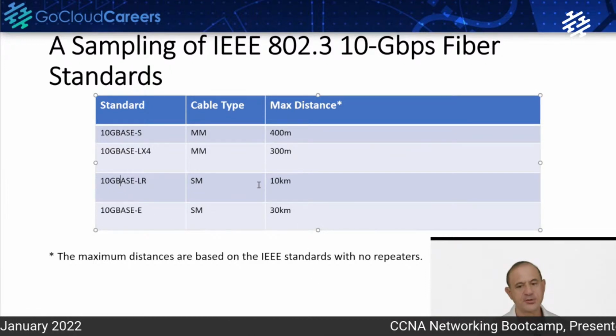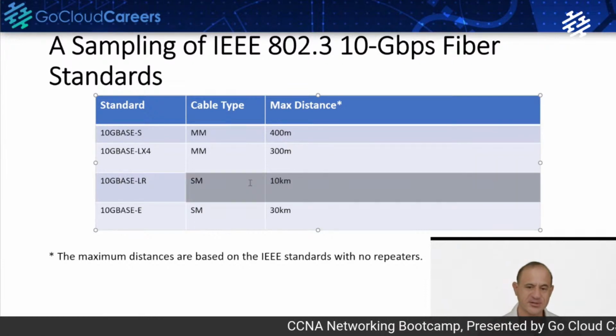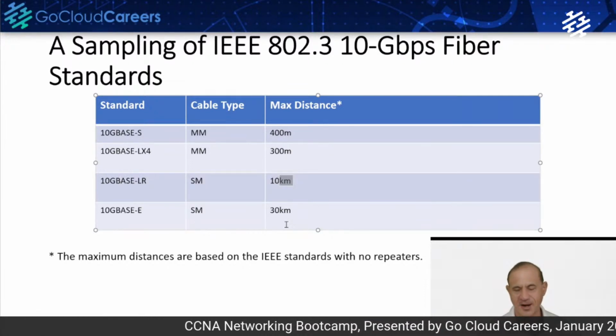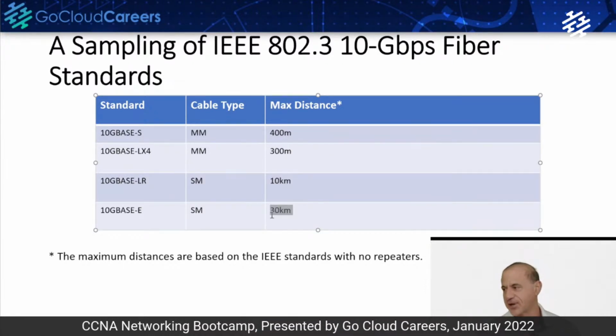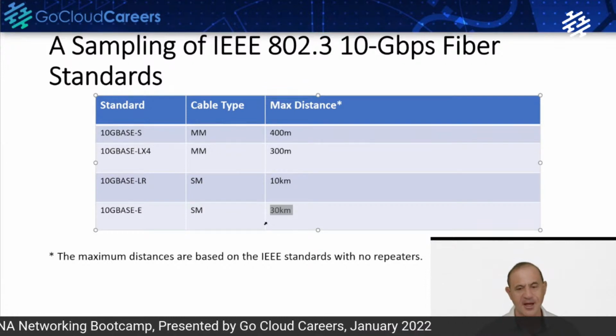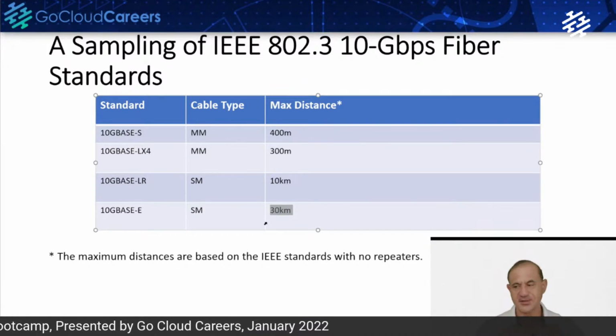What if we want to go to the internet's point of presence, 10 kilometers, that's 6 miles, that's better. How about this, 30 kilometers or 18 miles, that's getting better. So as you can see, we're using fiber for long distances.